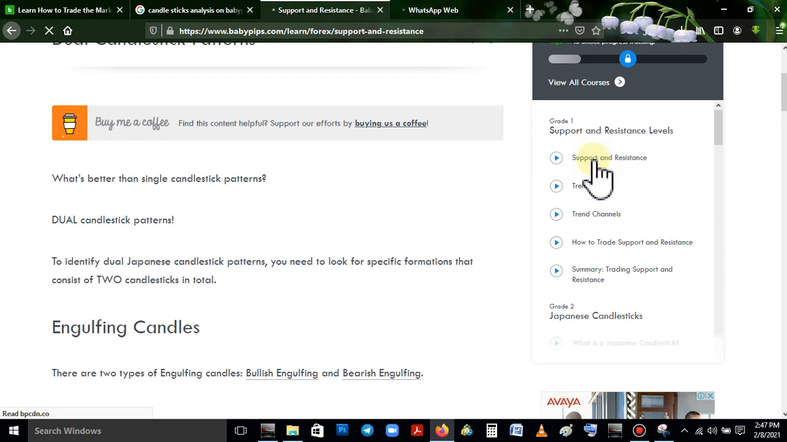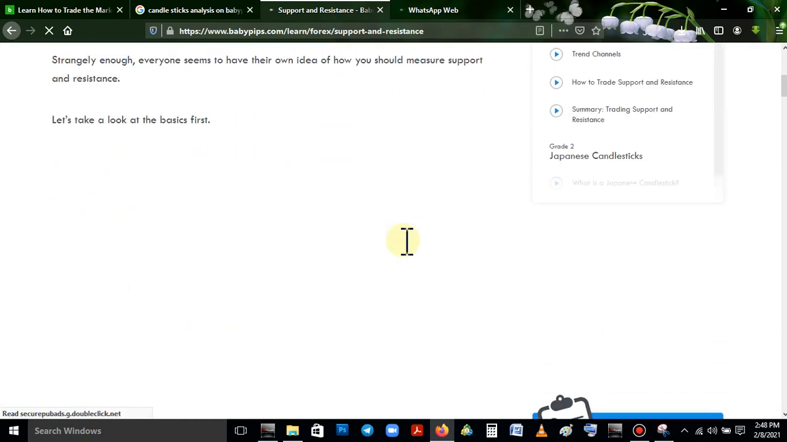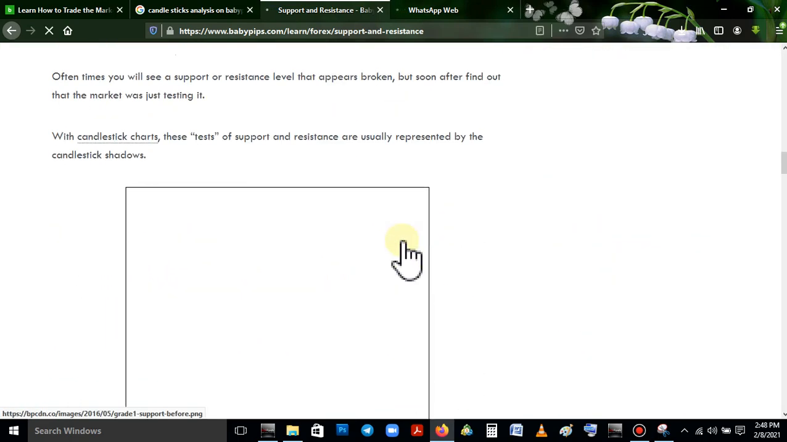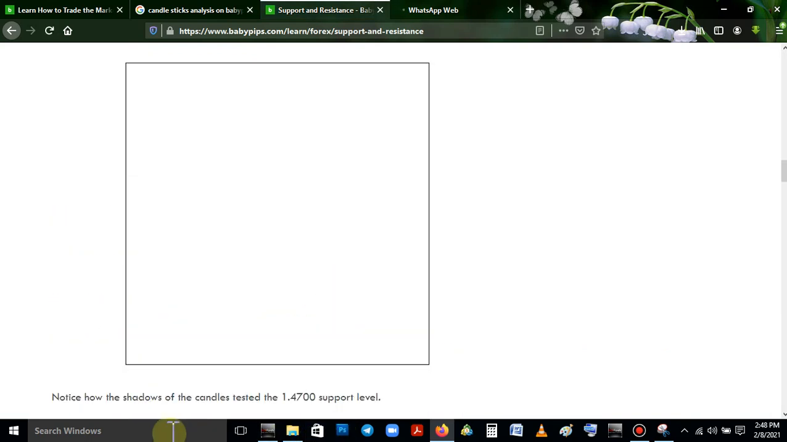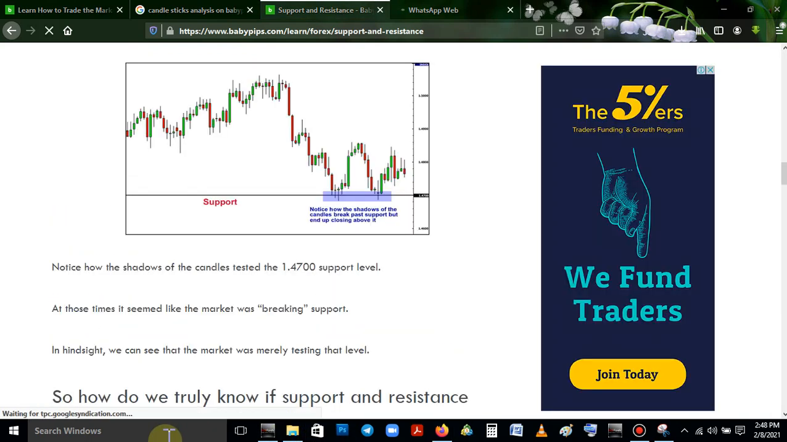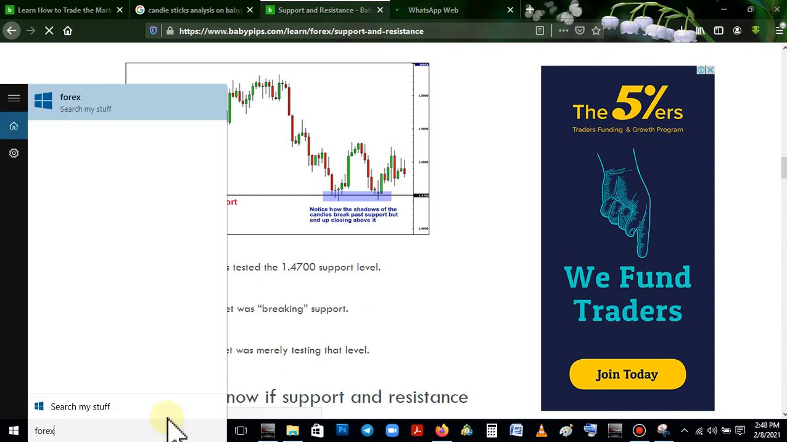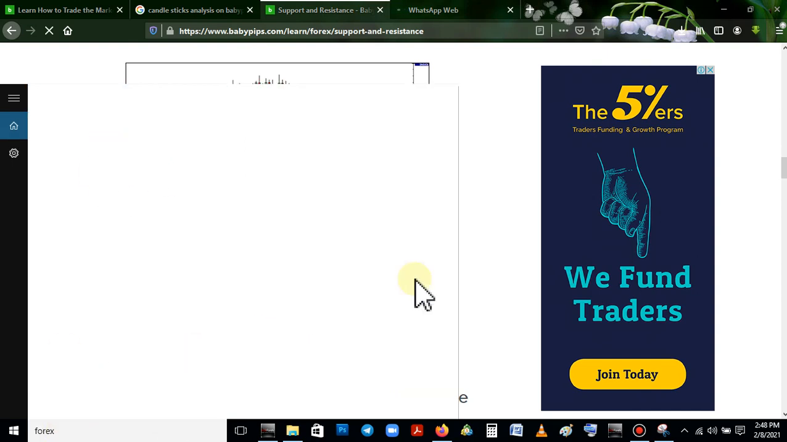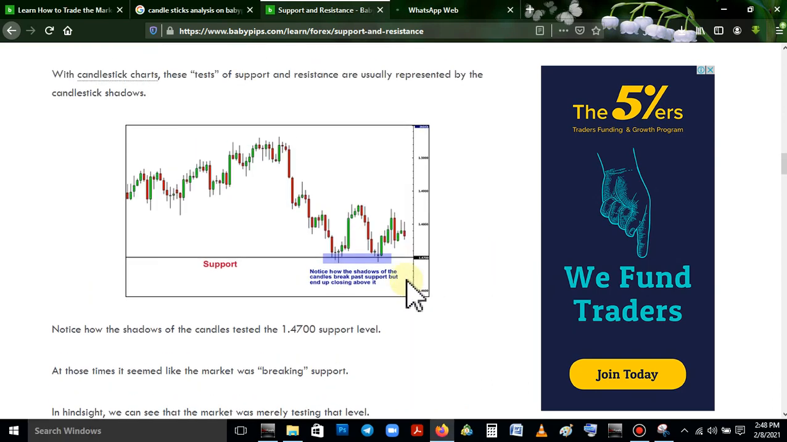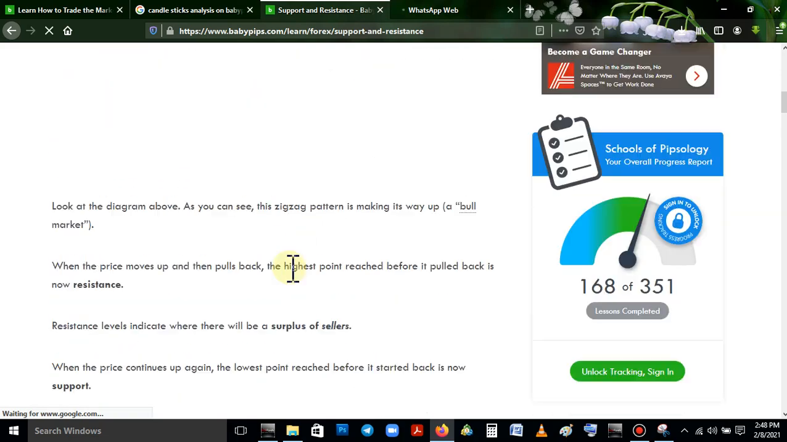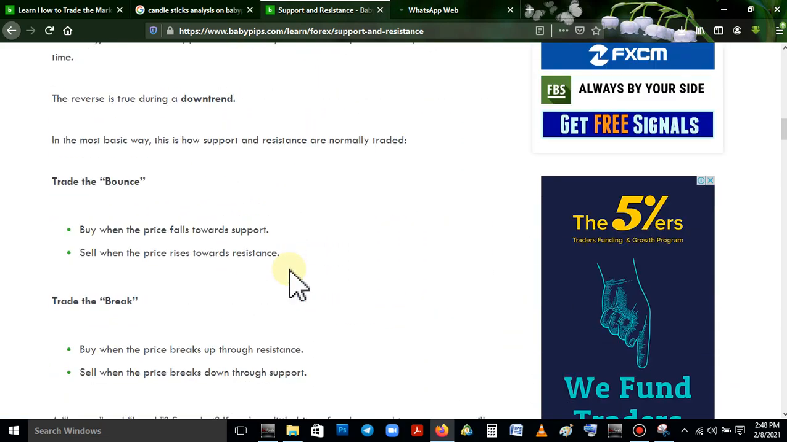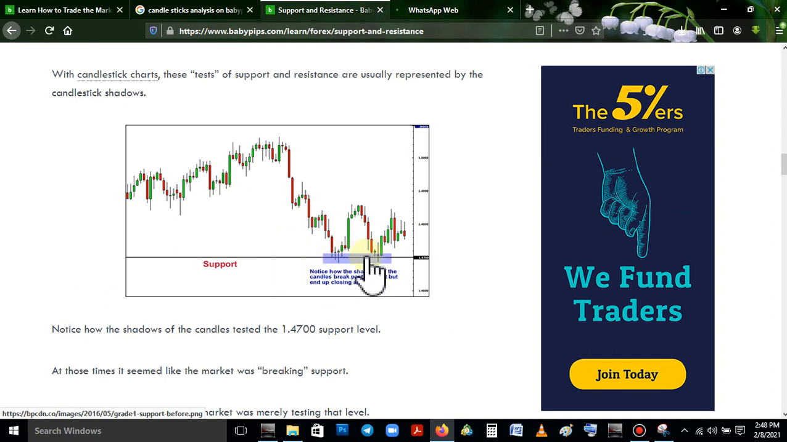Now under support and resistance, let the charts load. Okay, let's go back home. Now look at the support and resistance they are drawing for you in this place. It's just what I showed you, but you may not know how they got there. I showed you that you turn it to a line type, then you draw this.